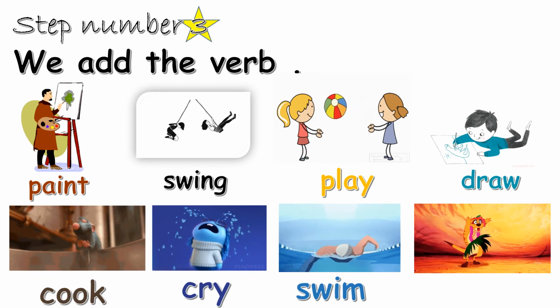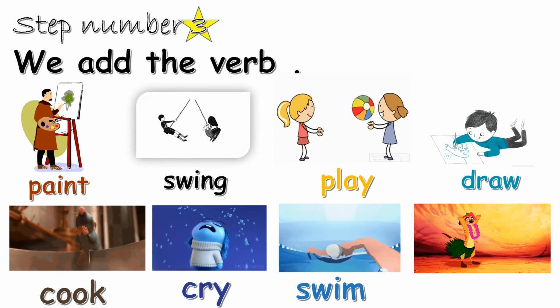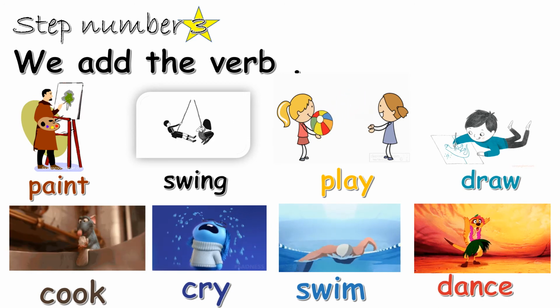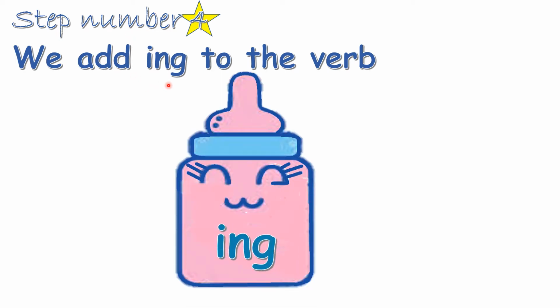So, step number 1, we add personal pronoun. Step number two, we add the babies of verb to be. Step number three, we add the verb. Let's move to step number four. Step number four, we add ing to the verb. So, let's imagine that. If we have a baby, what does the baby need? Excellent. Feeding bottle, ing.